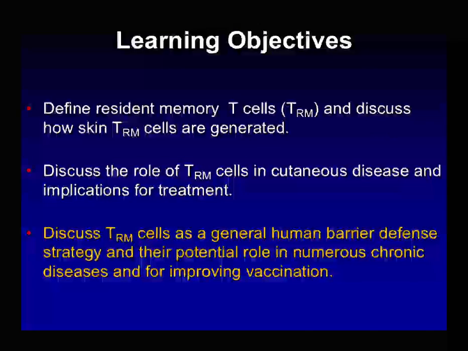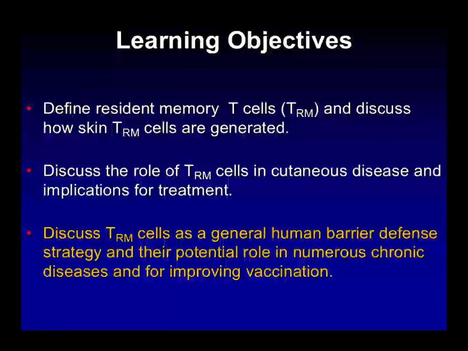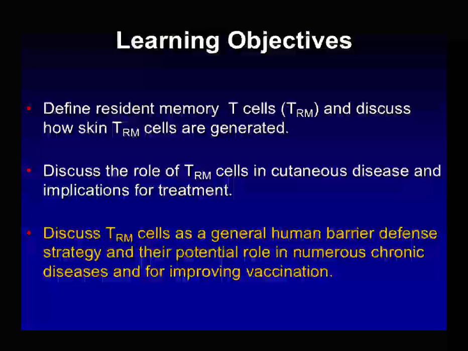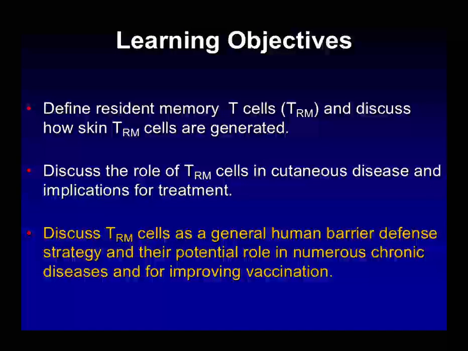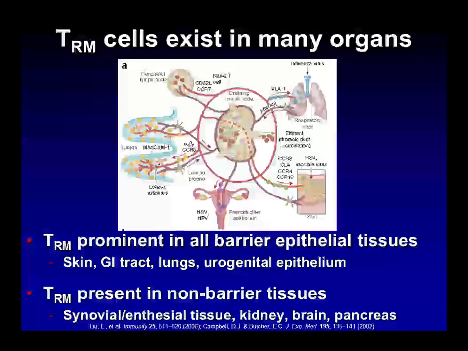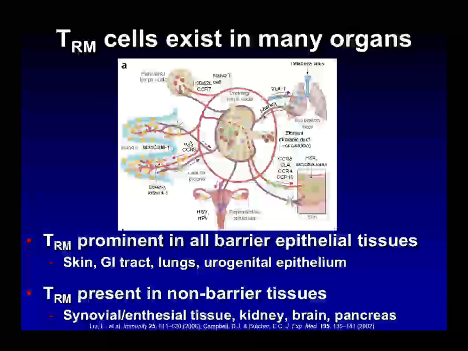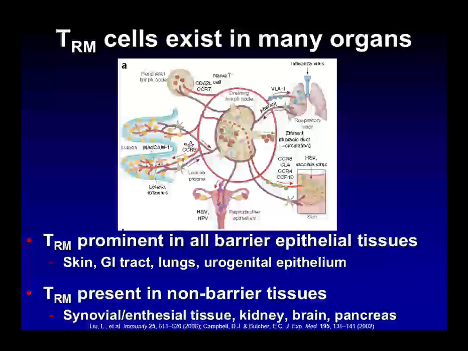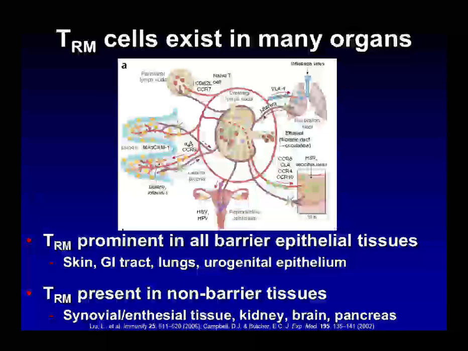So let's talk about resident memory T cells as a general human barrier defense strategy, their role potentially in numerous chronic diseases, and for improving vaccination. You may have guessed, although we've been focusing on the skin, that in fact tissue-resident memory T cells are abundant in all barrier epithelial tissues, including the gut, the lungs, and the urogenital epithelium. And they've also been shown to be present in non-barrier tissues, including synovioenthesial tissue.